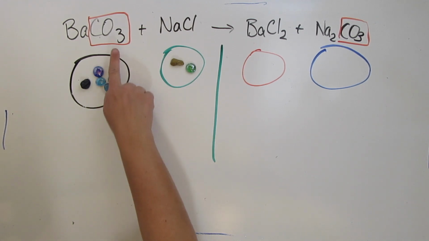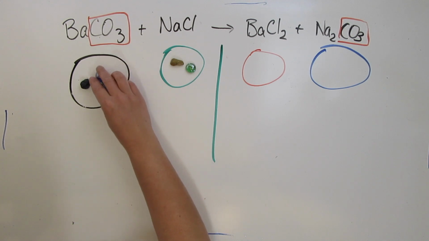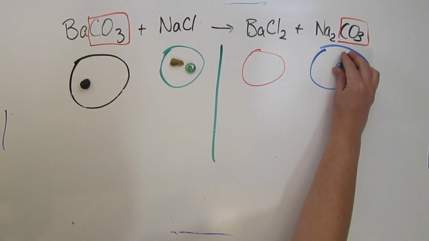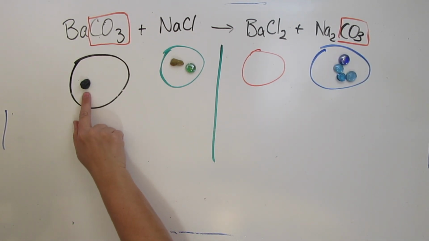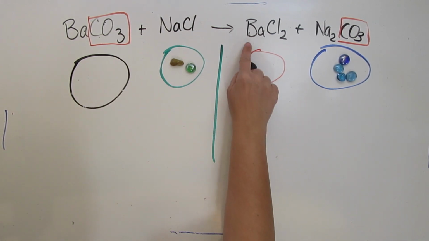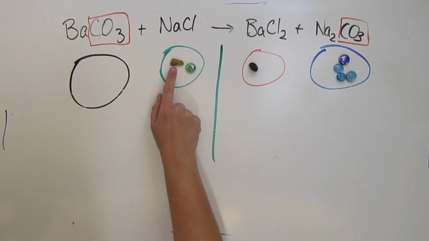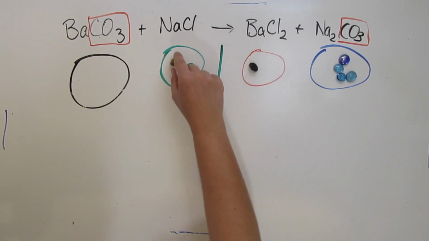So let's look at this. We have a CO3 group over here, and we have a CO3 group over here. So this CO3 group is going to come over here. What will then happen to the barium in this molecule? Well, it's going to have to go here. Let's look at what happens to our sodium chloride here. Our sodium has to go here.